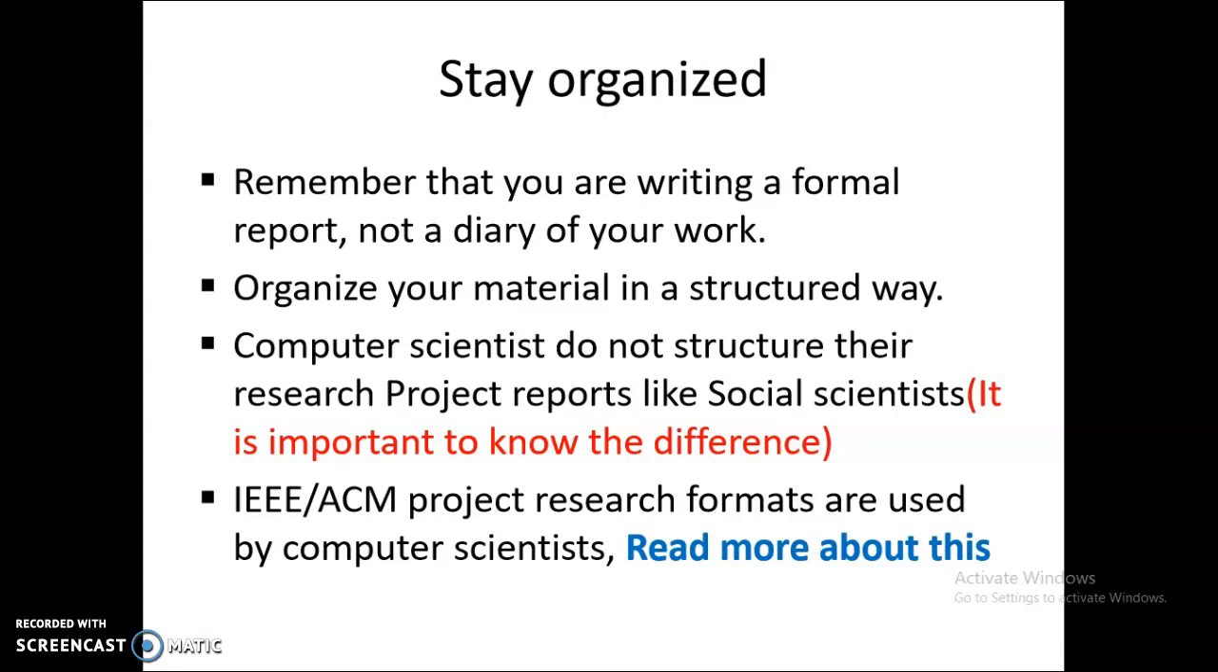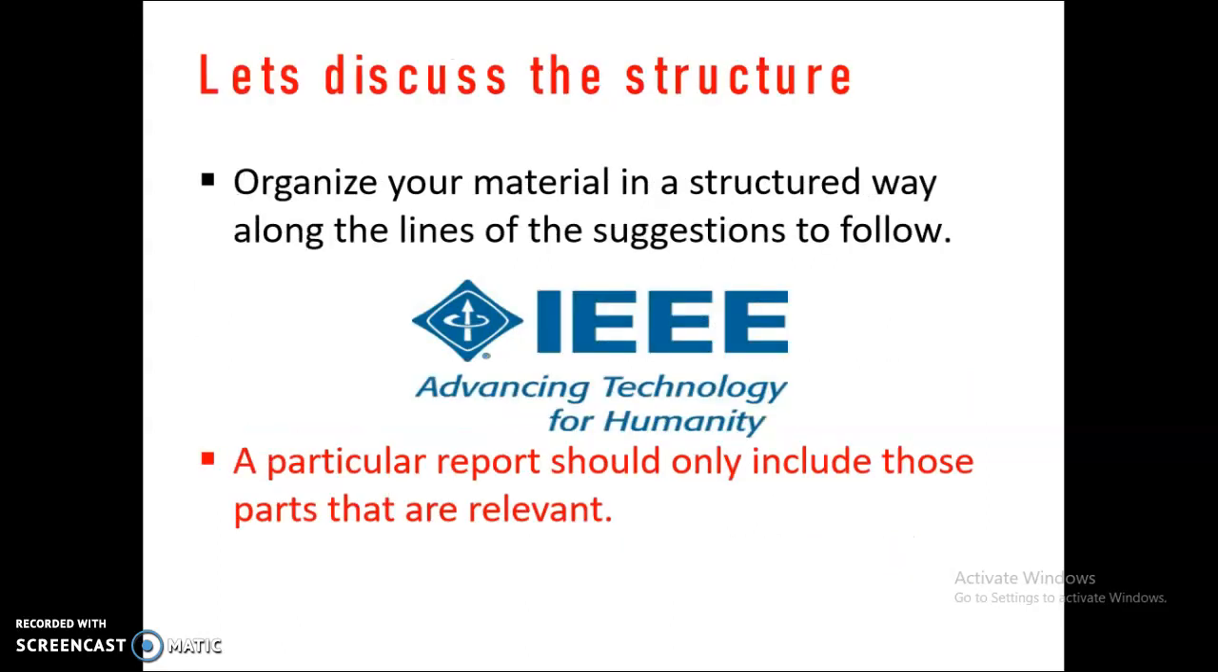And as a computer scientist, do not structure your research project reports like social scientists. I want you to understand that there is a complete difference, and it is important that you know the difference. So we have standards and formats that computer scientists use, such as IEEE and ACM. These are thesis or project research formats that are mainly used by computer scientists. So you can read more about them, or in my next video I'll be able to talk about them.